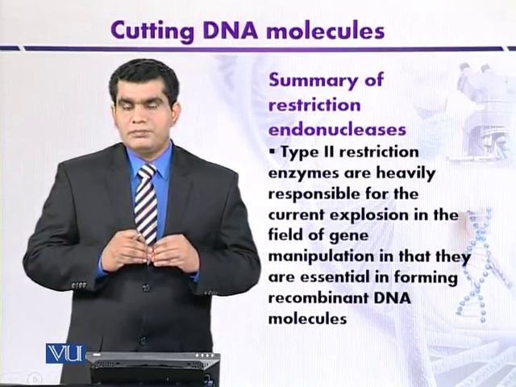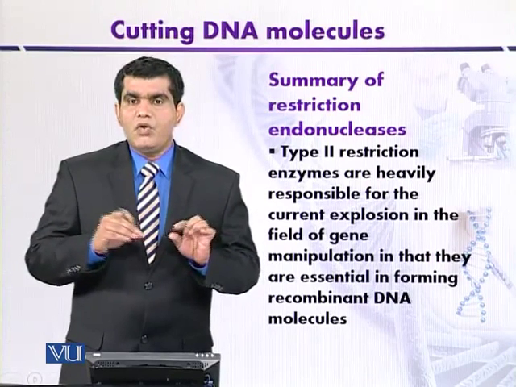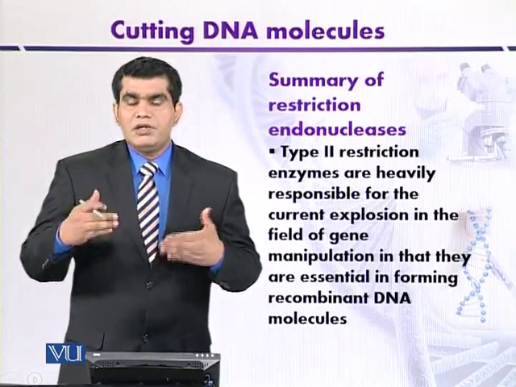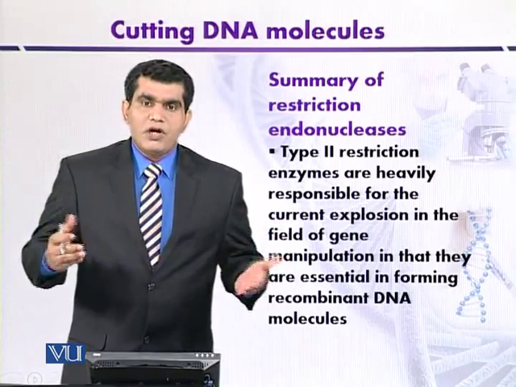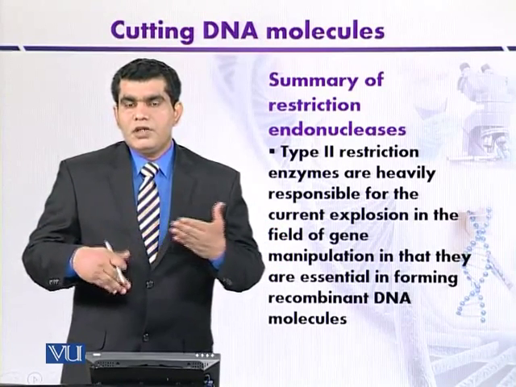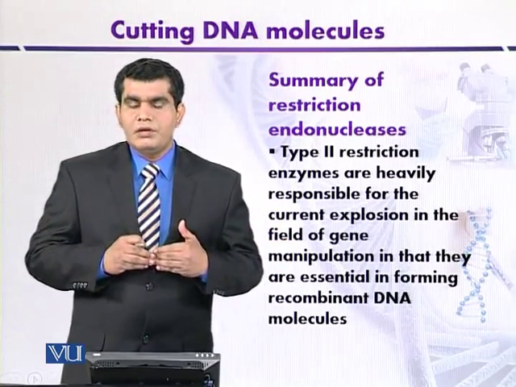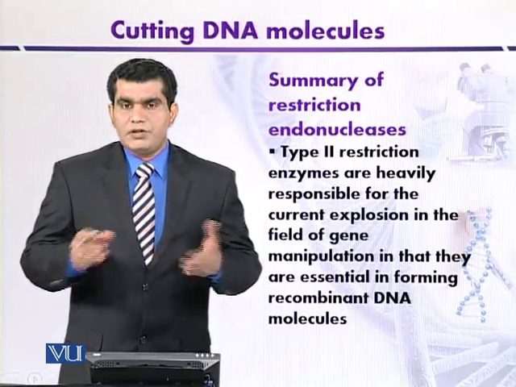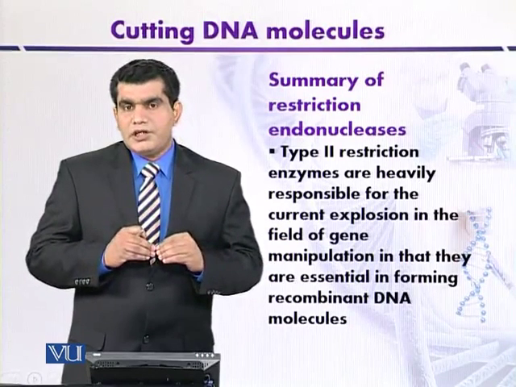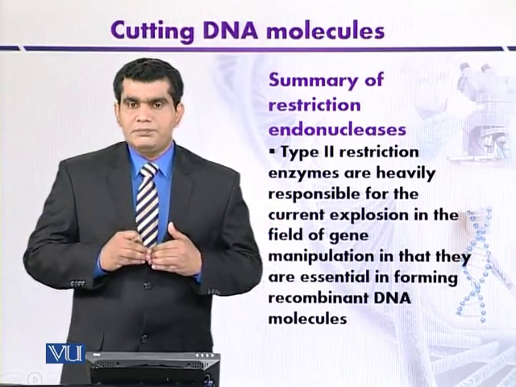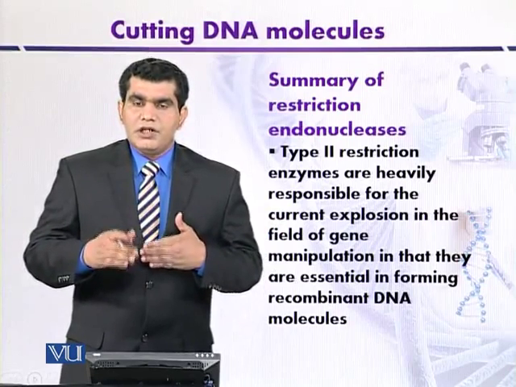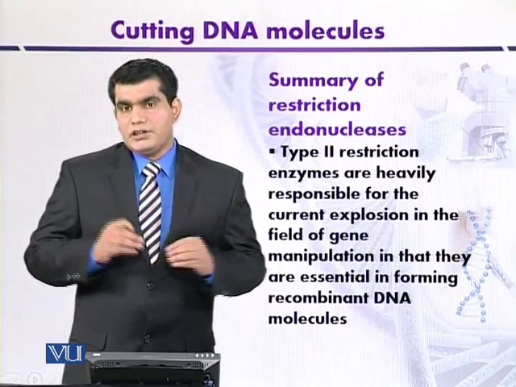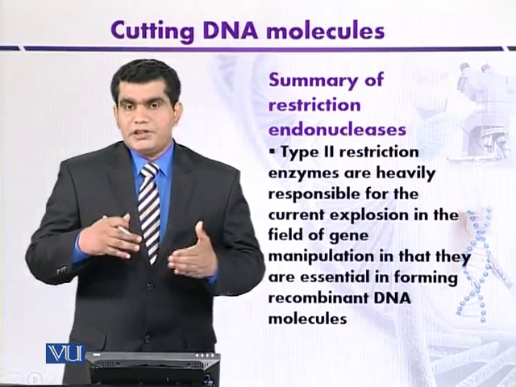Now these single-stranded overhangs, as I told you, may be present at 5' if DNA is digested with EcoRI, BamHI or even HindIII. And in some cases, if the DNA is digested with PstI, these overhangs or sticky ends are present at 3' ends. So the DNA having blunt end or sticky end depends on which restriction enzyme has been used to digest the DNA.